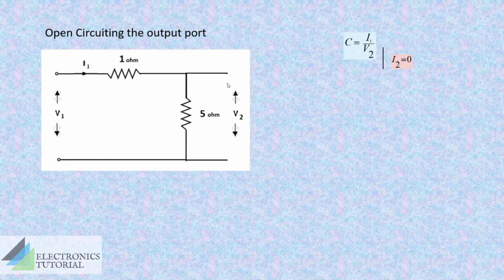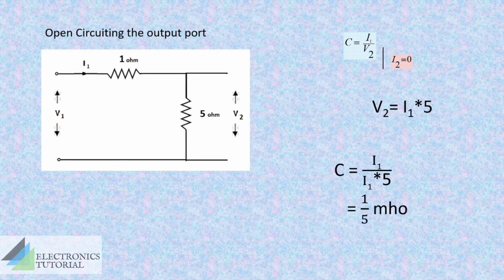V2 is the potential across this output port, or it can be termed as the potential across the 5 ohm resistor. Voltage across 5 ohm can be calculated using Ohm's law. V is equal to I into R. The current flowing through the 5 ohm resistor is the I1 current. So we can write V2 is equal to I1 into 5. Now the denominator term has become in terms of I1. That means the numerator and denominator have the same type of values.